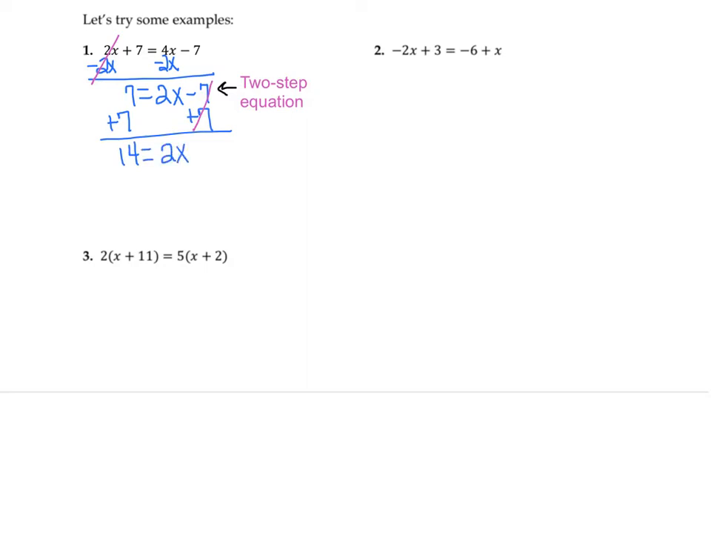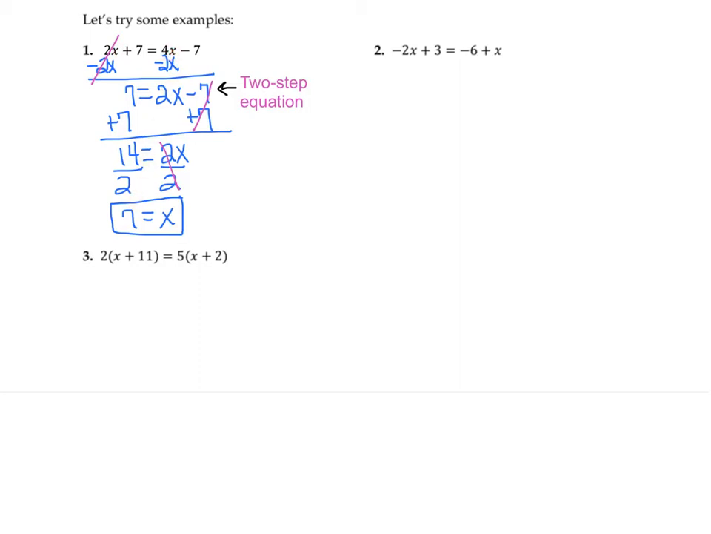Our last step is to undo multiplication or division. We're multiplying, so we're going to undo it by dividing both sides by 2. 14 divided by 2 is 7, and your 2's are going to cancel. So therefore, 7 equals x, and that is your answer. Remember, you can always check your answer by substituting 7 for your x values to see if they work and if they equal each other.